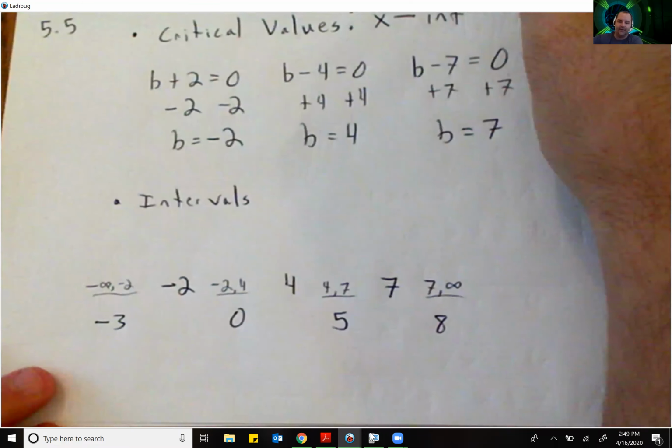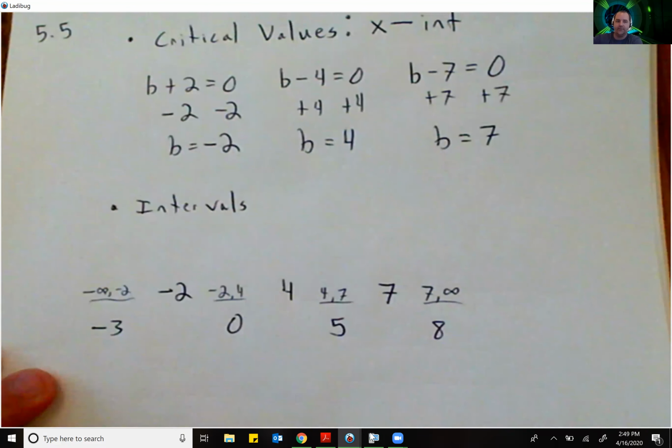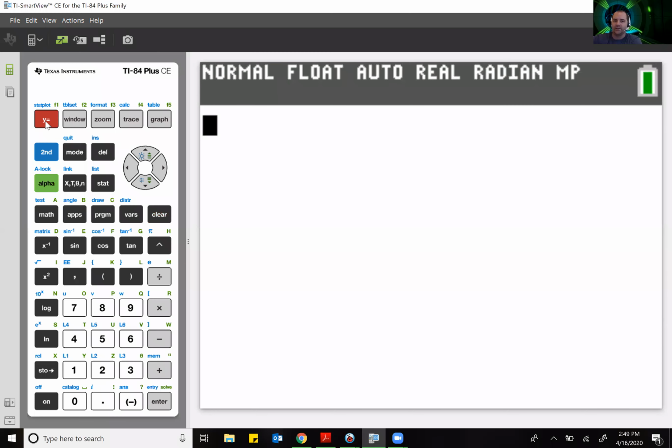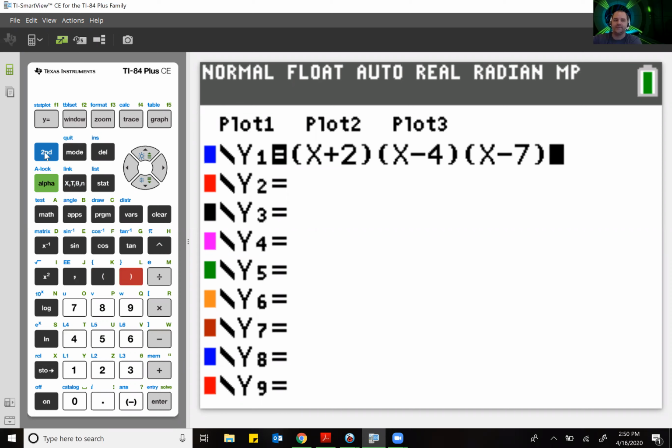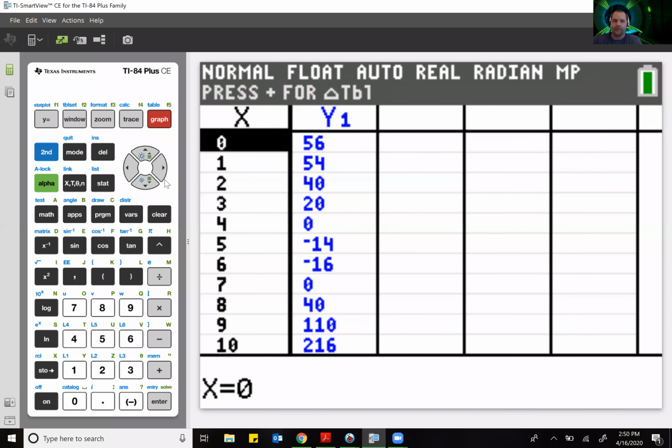I'm going to use my calculator to cheat on this. Here's how you can use your calculator to cheat. Go into the y equals and put in our equation because it's already ready to go. So we're going to have parenthesis x, I know it's b, but we got to use x because it's our calculator, plus 2, parenthesis x minus 4, parenthesis x minus 7. And then I'm just going to go straight into the table. So hit second graph.